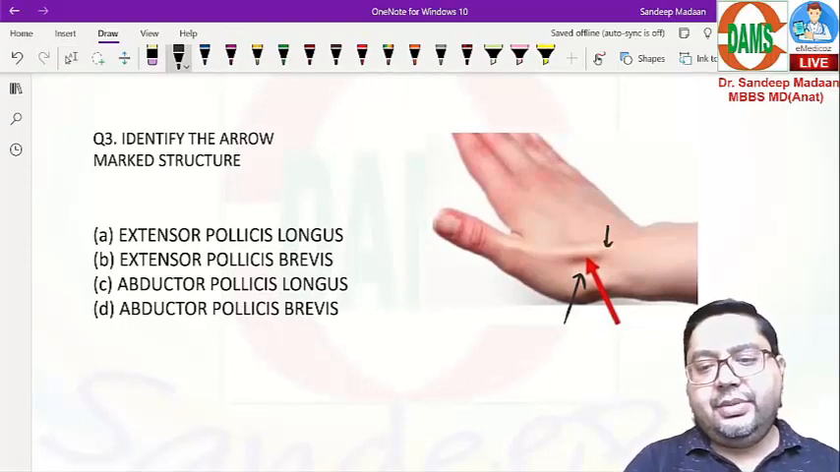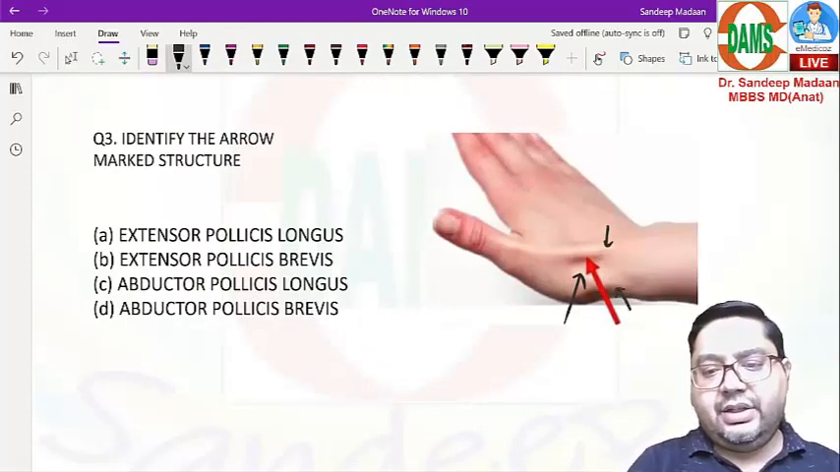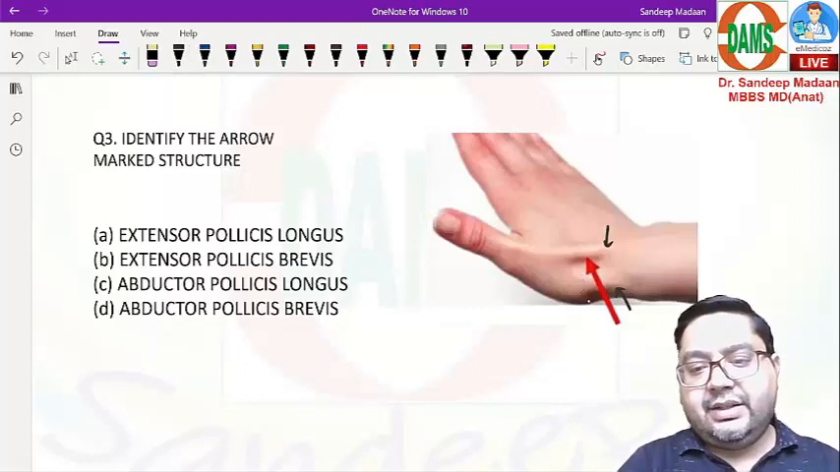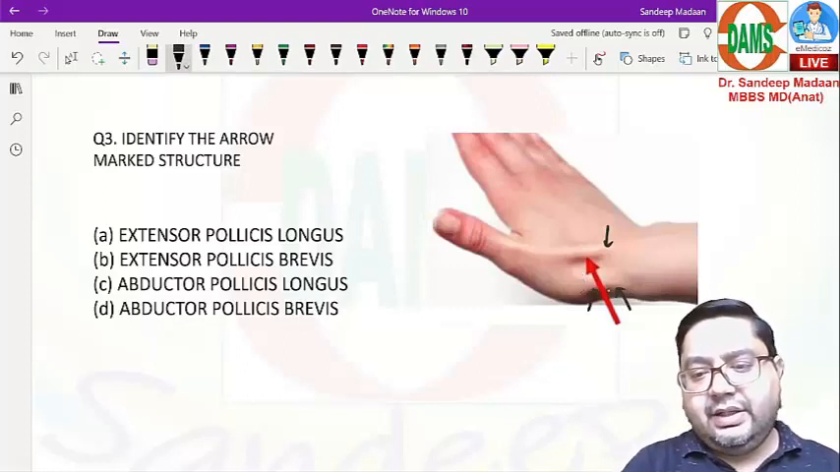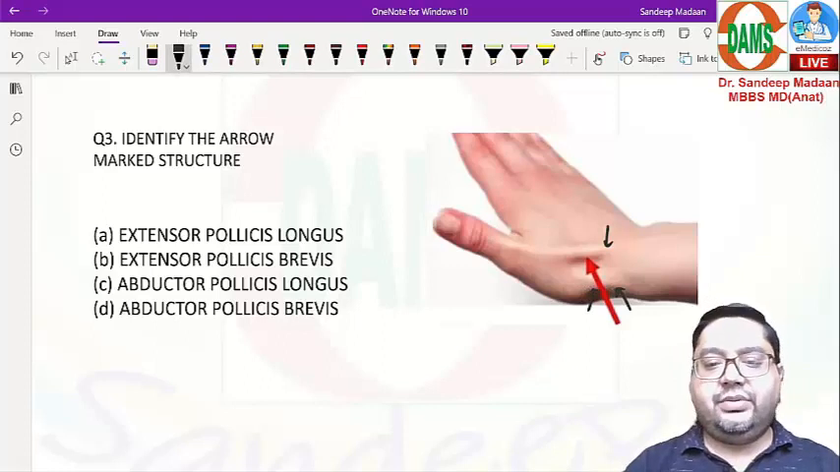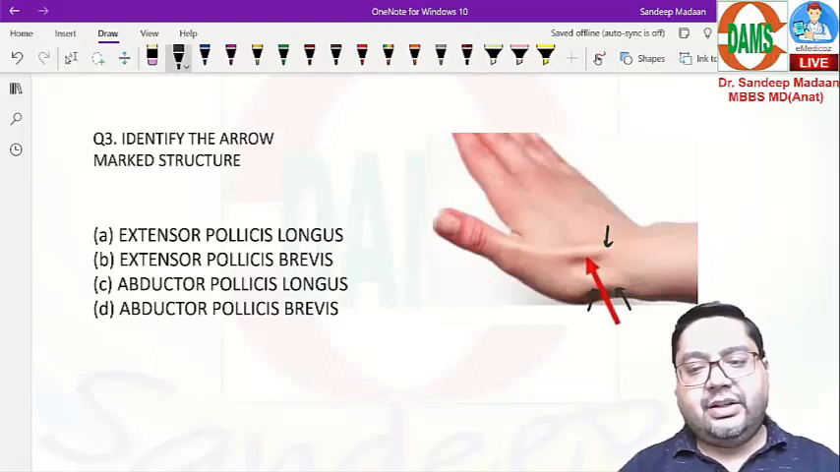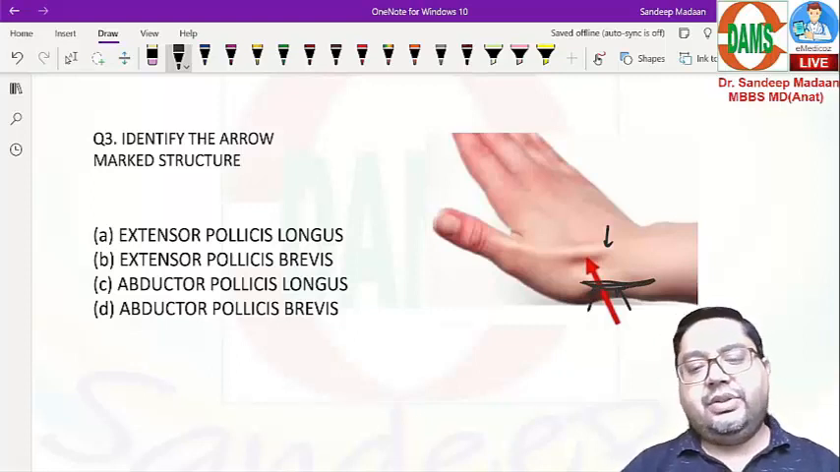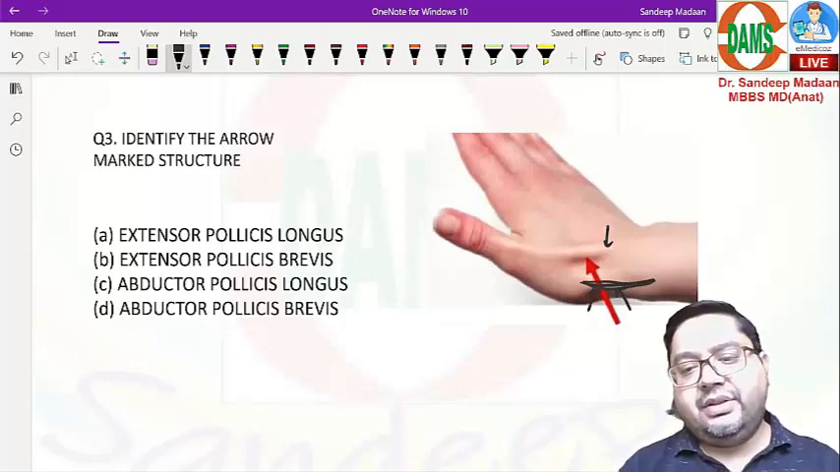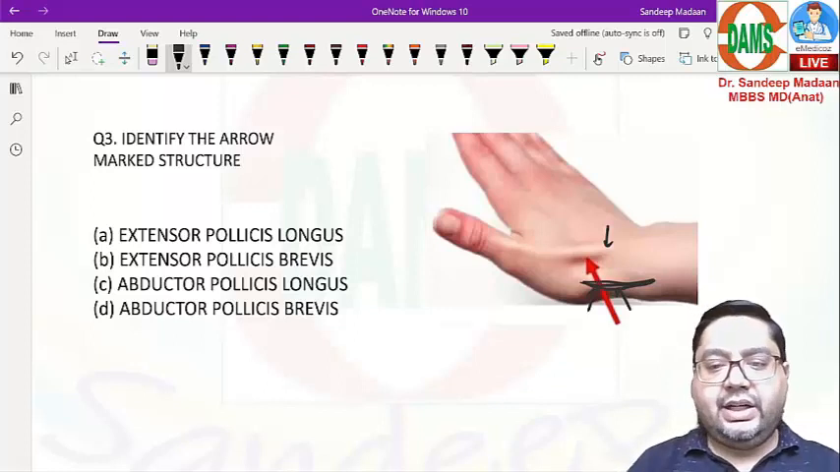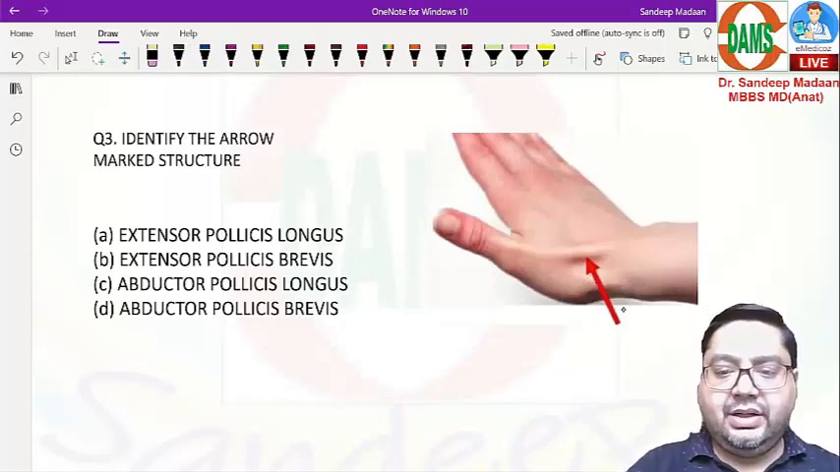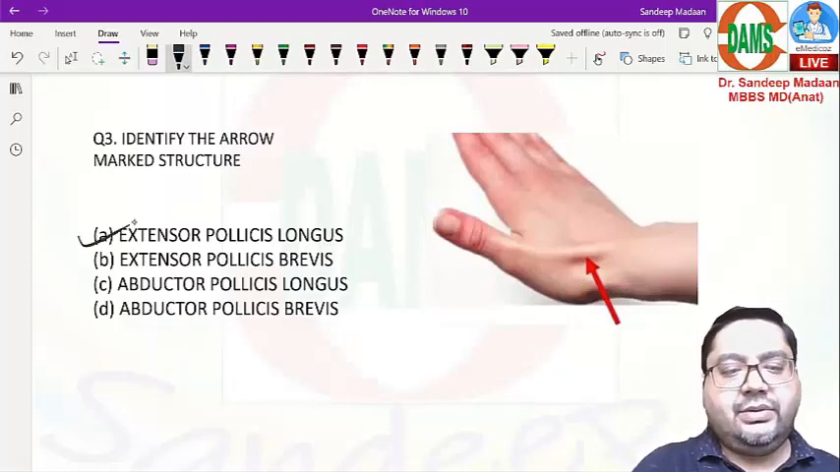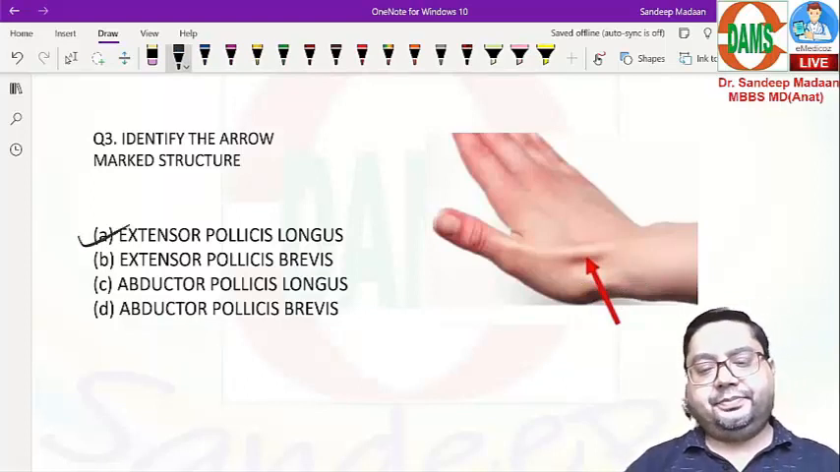Now here this tendon has been shown in the posteromedial aspect, which has been given as a red arrow, because the anterolateral boundaries would have had two tendons together. So in that part we would get abductor pollicis longus and extensor pollicis brevis, but the red marked arrow in the question is extensor pollicis longus. So that is why A will be the answer.